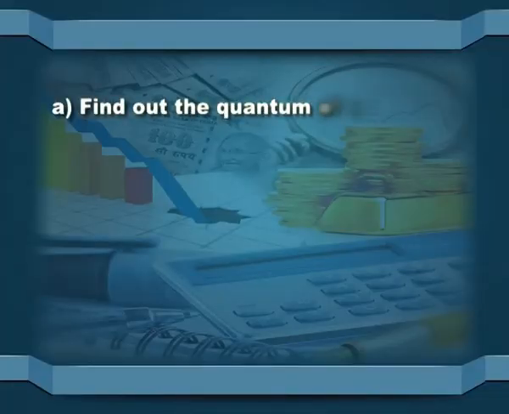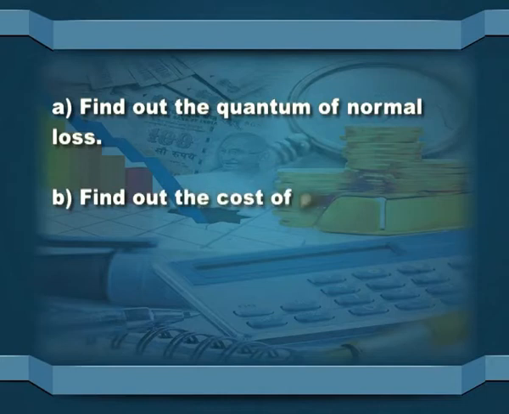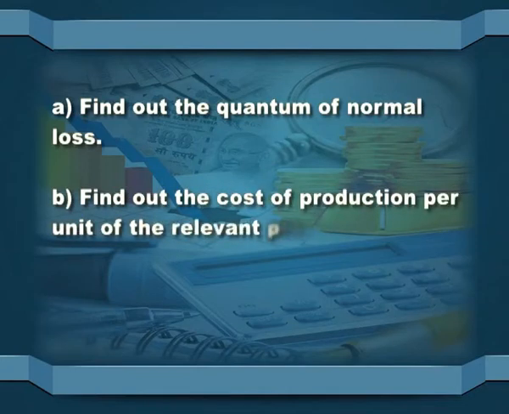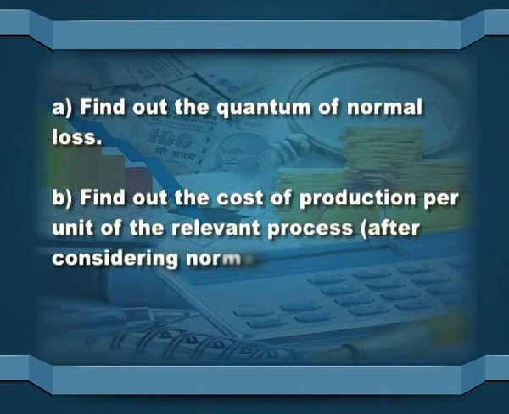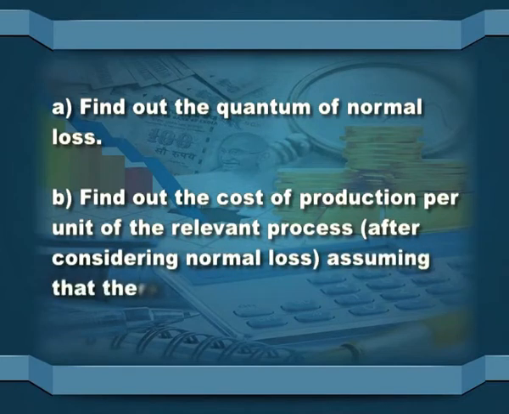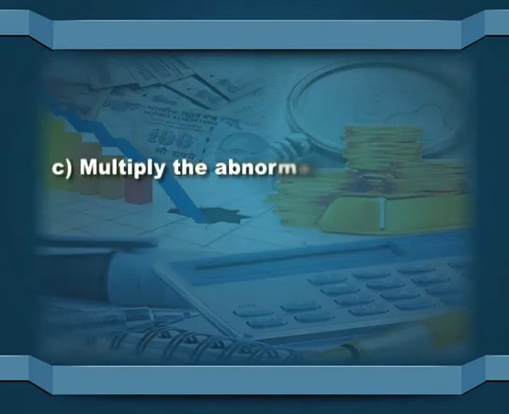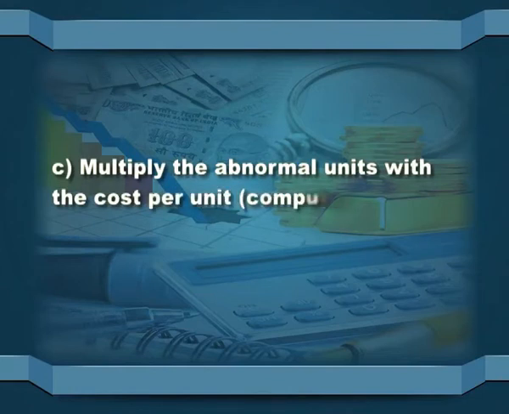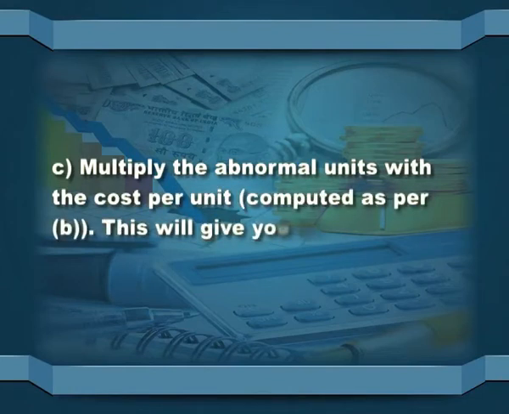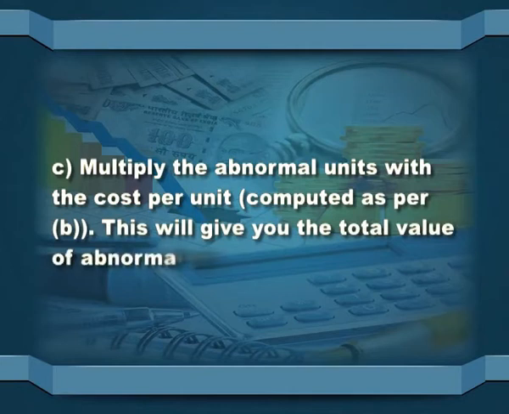Abnormal loss. Abnormal loss is transferred to costing profit and loss account. Procedure of calculating the value of abnormal loss is: A. Find out the quantum of normal loss. B. Find out the cost of production per unit of the relevant process after considering normal loss, assuming that there is no abnormal loss. C. Multiply the abnormal units with the cost per unit computed as per point B. This will give you the total value of abnormal wastage.